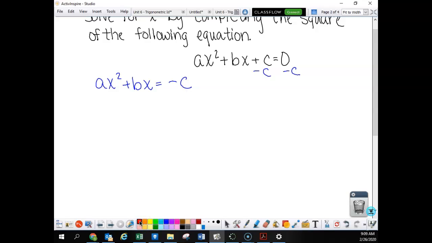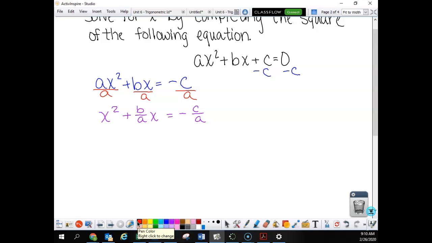And then what do I have to do? Divide by a. So we're going to divide the whole equation by a. My equation is going to become x squared plus b over a x equals negative c over a. All right, now, what do we do here?